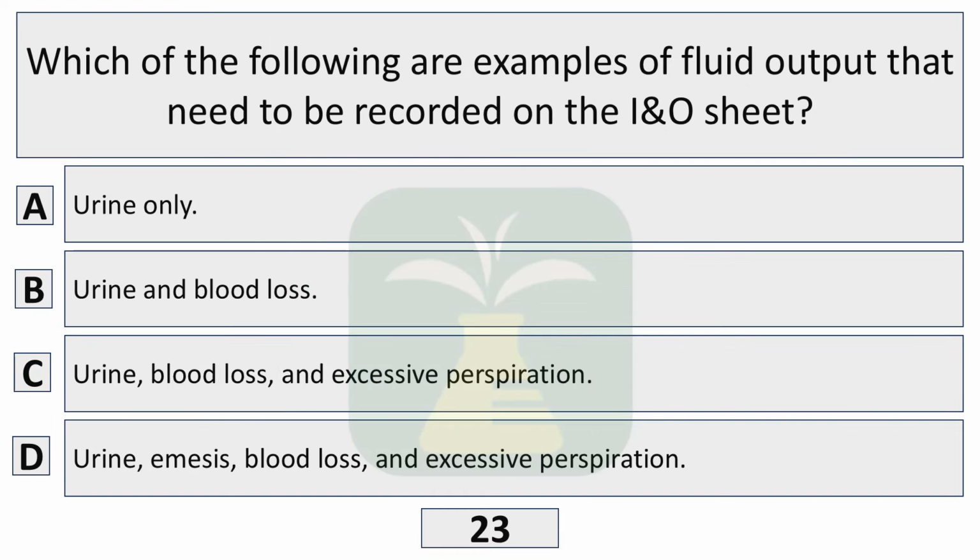Which of the following are examples of fluid output that need to be recorded on the I&O sheet? A, urine only. B, urine and blood loss. C, urine, blood loss, and excessive perspiration. D, urine, emesis, blood loss, and excessive perspiration.